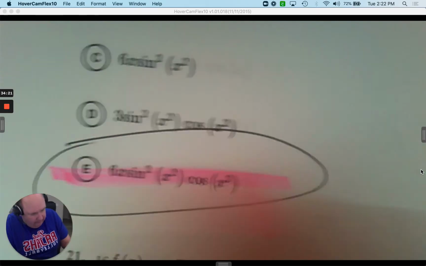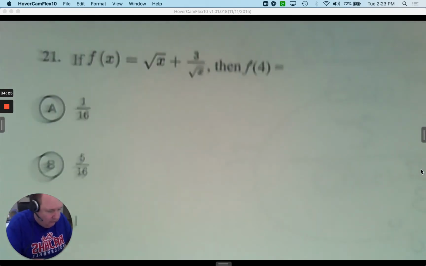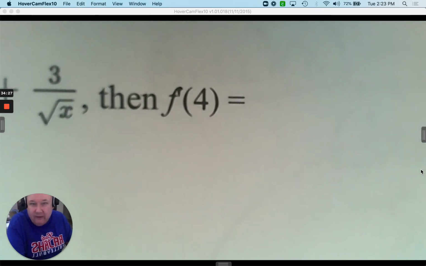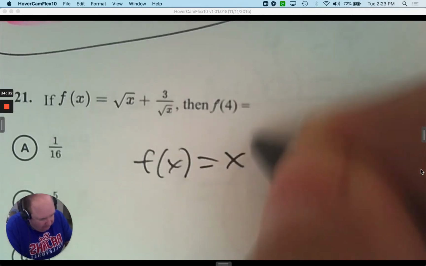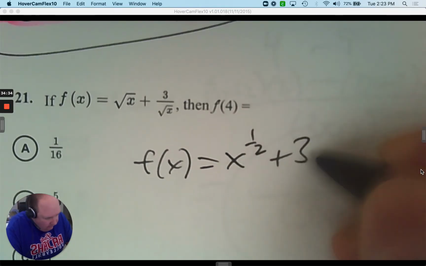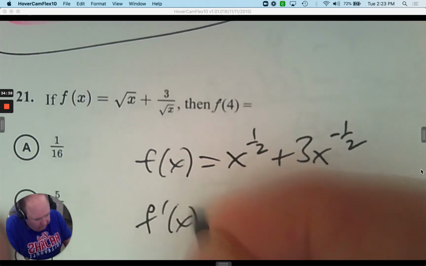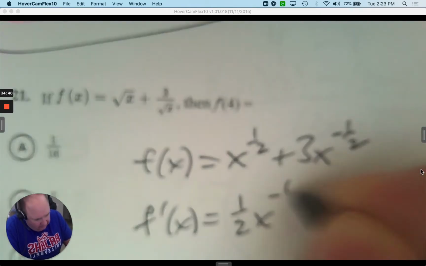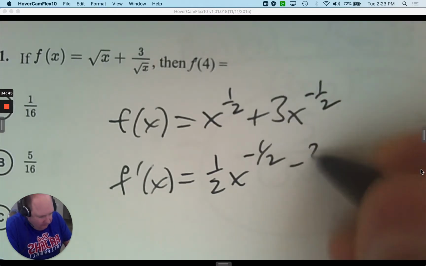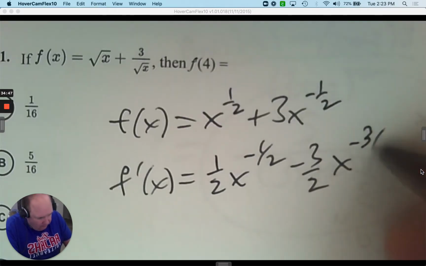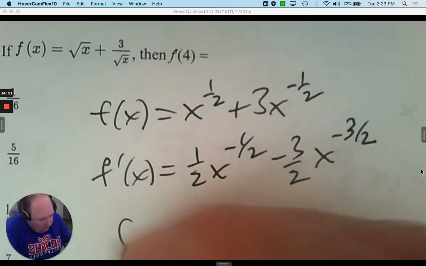Find the one that matches it. Number 21. Can you take the derivative? That's the derivative at 4, so write it calculus friendly: x to the 1/2, 3x to the negative 1/2. We can do that. The derivative is 1/2 x to the negative 1/2, just the power rule. Negative 1/2 times 3, subtract 1 from the exponent. And now plug in 4.